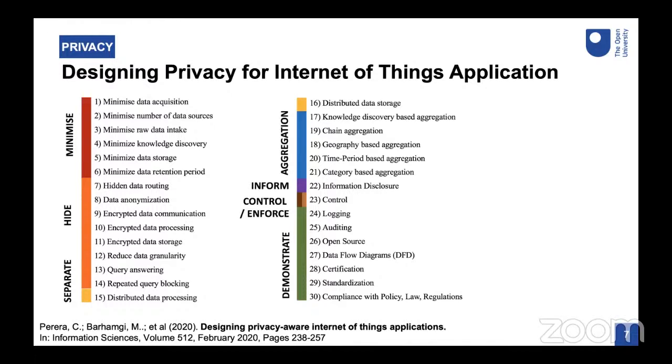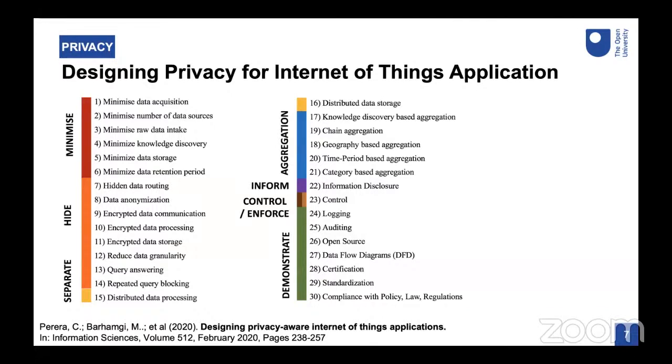And in that, thinking about the minimization of data acquisition, the different types of data sources being used, how much raw data that you ingest into your application, and so on. And then systematically thinking through the other aspects of the design that could support privacy. So hiding particular key information. So for example, data anonymization, which is guideline number 8 here. So by thinking through these things systematically, we were able to come up with these 30 guidelines that would inform and help designers think about the privacy of their Internet of Things application.